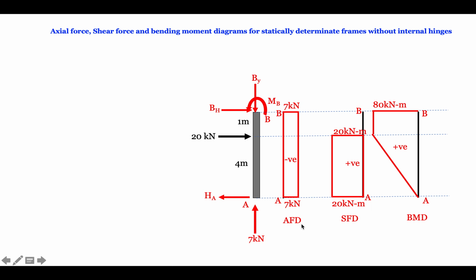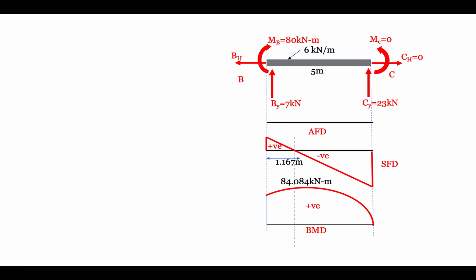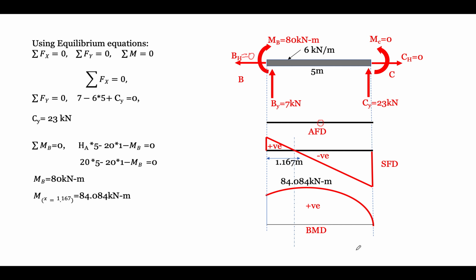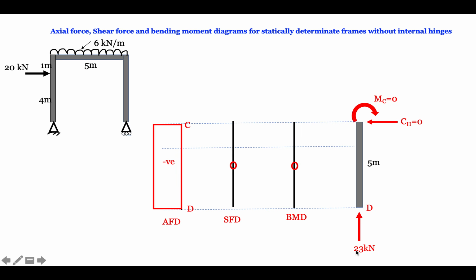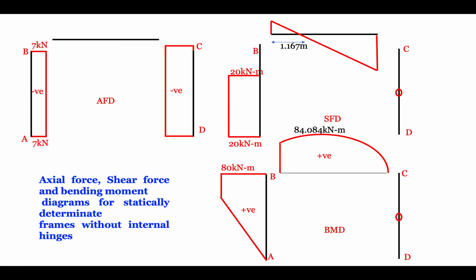Let's quickly see what the diagrams are. For the first member, our axial force diagram is on the negative side, then this is shear force and this is bending moment. For the second member this is our axial force diagram, and here the axial force is 0. This is for the third member. Now let us gather all the axial force, shear force and bending moment diagrams together.